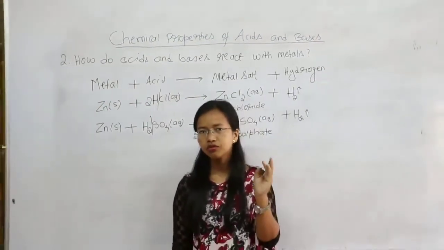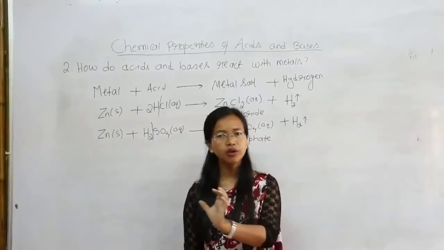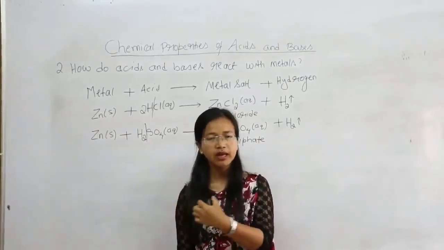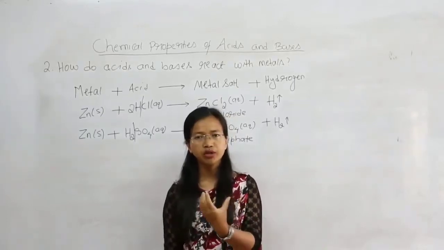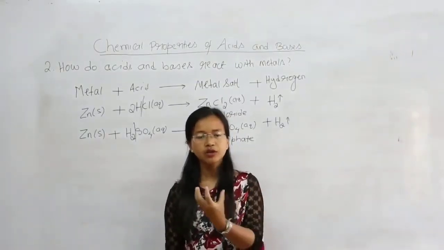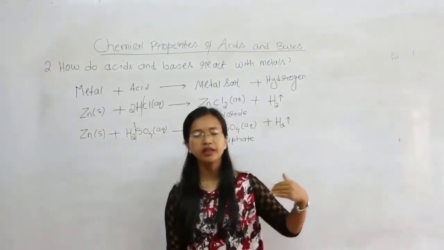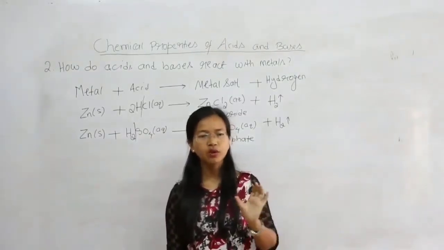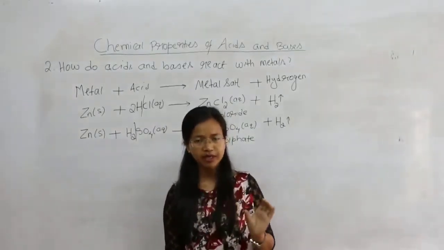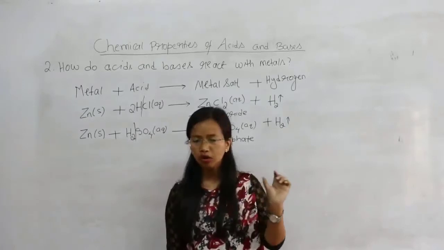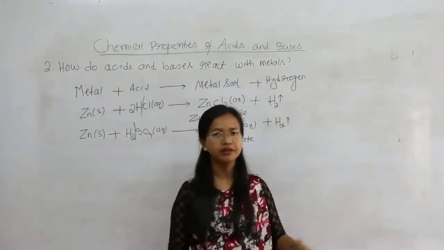So think about it a little bit. We have to react metal with a base. We already have metal there and the base also is a metal. So it means when you combine, you are going to get two metals, right? Salt of two metals with oxygen, and then you will get hydrogen. So what is the reaction of metal with a base? You will get salt of two metals with oxygen plus hydrogen, right?